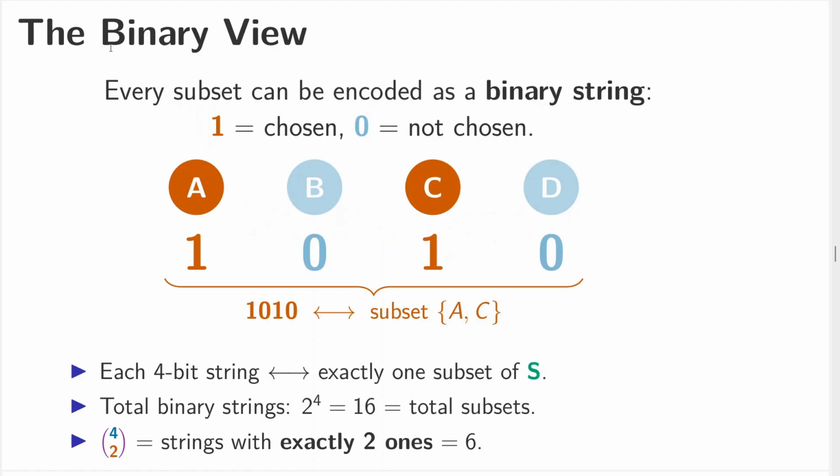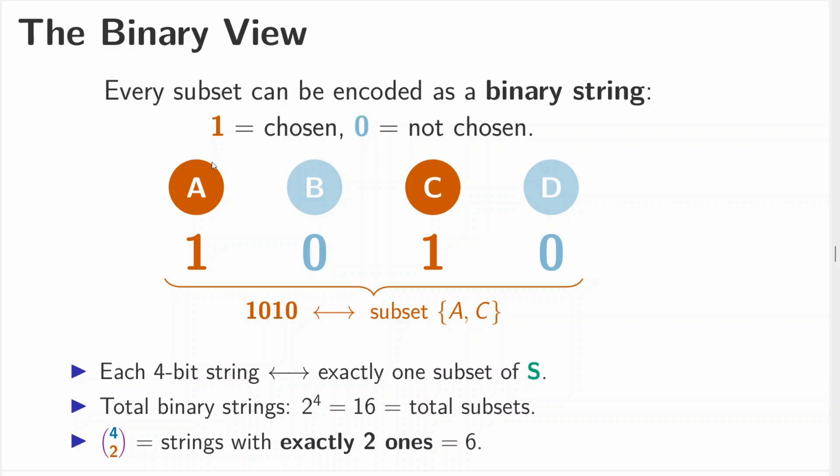Now we move to part 3, where we will gently uncover some of the key properties of combinations. Let us begin by looking at what we call the binary view. It turns out that every single subset can be perfectly encoded as a simple binary string. In this view, a number 1 means an item is chosen, and a number 0 means it is not chosen.